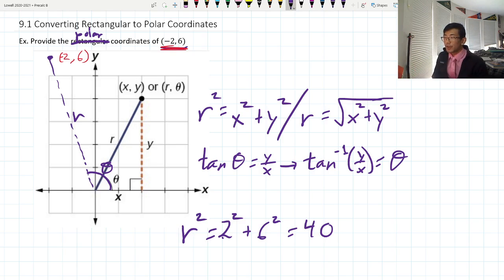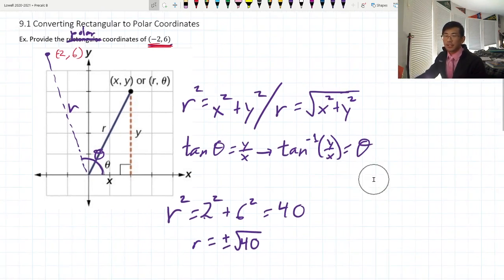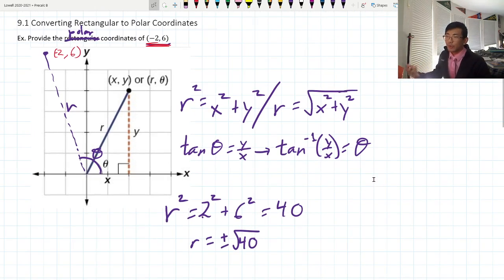Okay, so if r squared is equal to 40, then r itself is going to equal the square root of 40 or the negative square root of 40, because remember, we have seen cases where r could be negative, and that would just mean it goes backwards. Hang on to that fact. So let's actually find the angle now. I'm just going to use degrees here. Well, actually, we'll use radians, but we're going to use a calculator anyway.